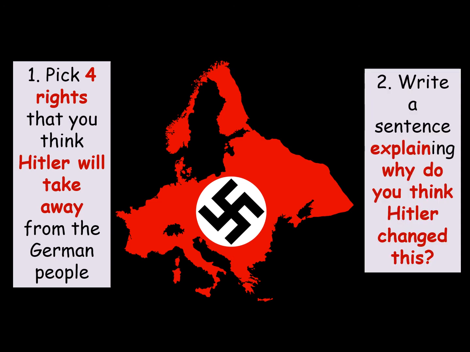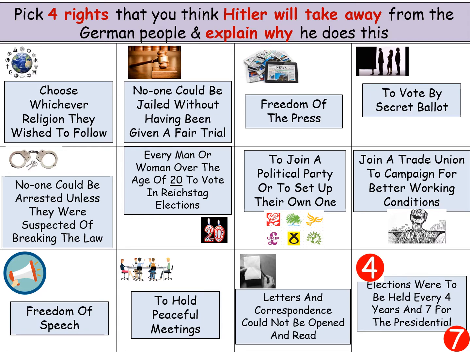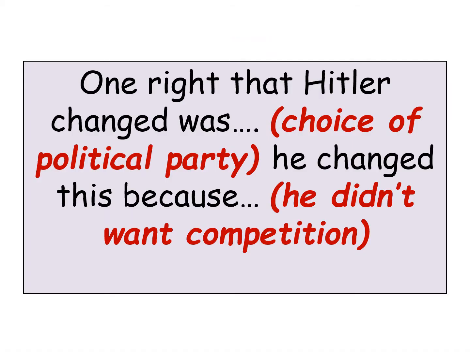So what you're going to do with these tasks is you're going to pick 4 of the rights that you think would be the first 4 that Hitler would take away from the German people. And you're going to write a sentence in your notes just explaining why you think Hitler changed this particular right. So pick 4 out of the ones that we've looked at that you think Hitler would take away and explain why he does this. It might look something like this.